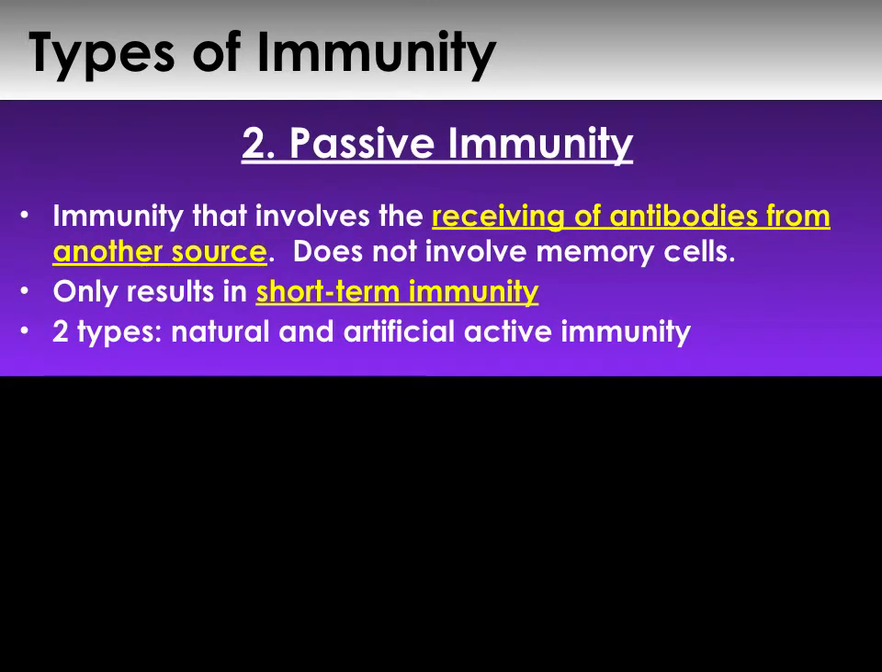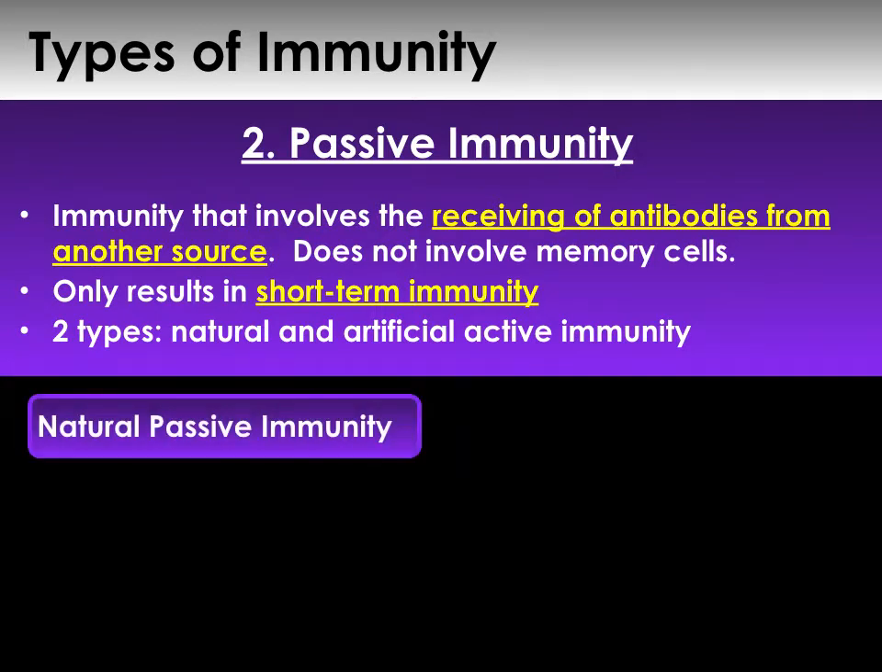The second type of immunity is passive immunity. That is immunity that involves receiving antibodies from another source, and it does not involve memory cells. Typically, this is considered a shorter-term immunity. There are also 2 types of passive immunity, natural and artificial. And that should say passive, not active there.